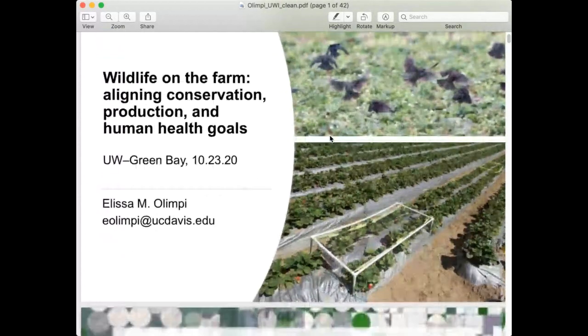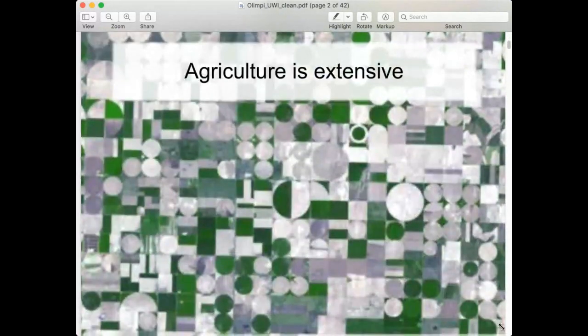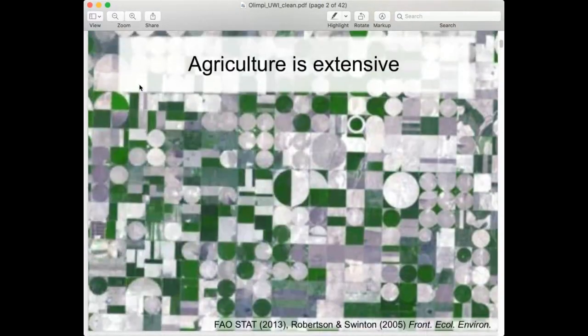So I think we got through the first couple of slides, and I will just sort of indicate if I'm ready to move on. So we know agriculture is extensive, and the same patterns that are true globally are also true in Wisconsin.